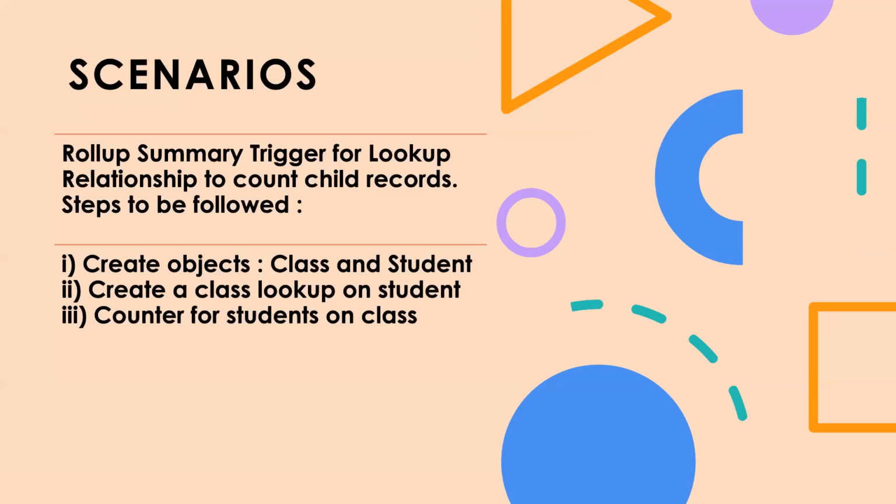Okay, but let's say if your two objects are related to each other via lookup relationship, then you would have to populate such a field using Apex Trigger. Okay, so let me go ahead and give you an example of a roll-up summary field.